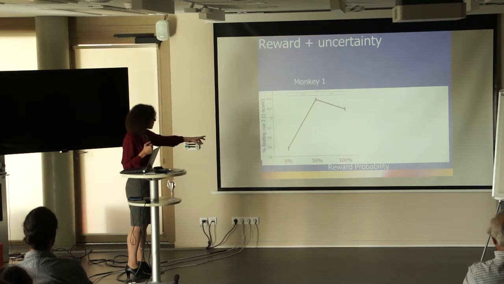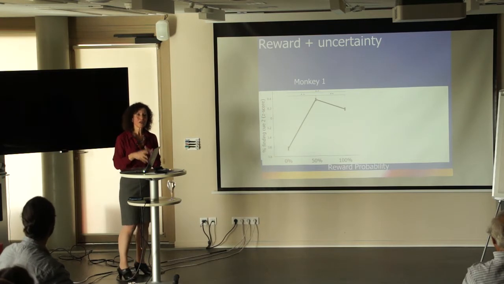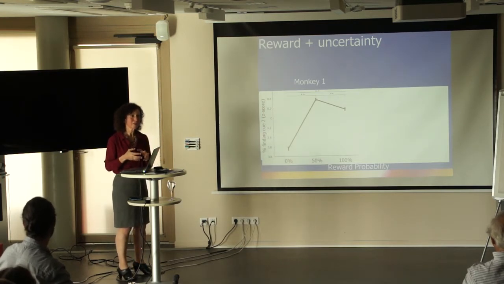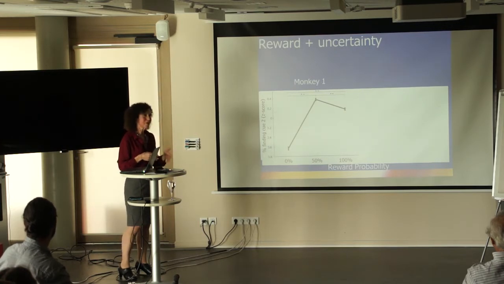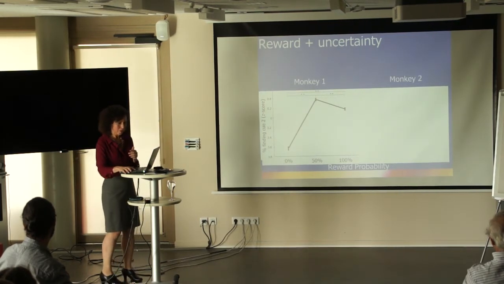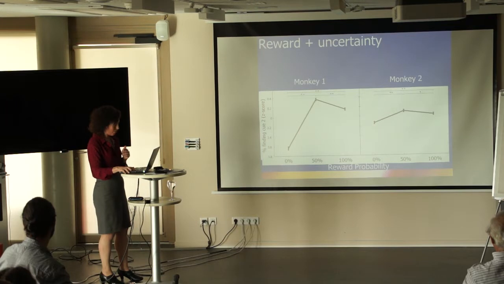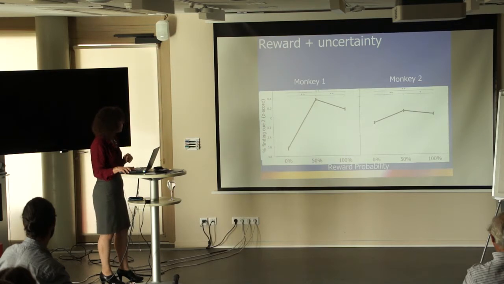The most surprising thing is that the monkey also searched very vigorously when he knew for sure that he had a 100% probability of reward. So in the 100% case, there's zero uncertainty, there's no reason he should be looking for a second signal, and yet he really wants it. This is monkey 1. Monkey 2 showed a similar pattern. As I'll show you in a second, that monkey searched a little less overall, but when he did search, he had a similar pattern.